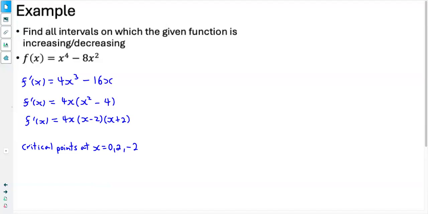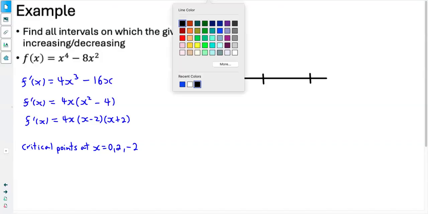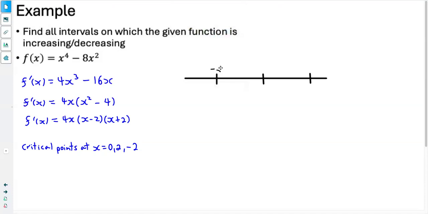So what I'll do next is just draw out a line graph. And on that line graph, I'll make sure I put some marks for each of those points and label them. So we have negative 2, 0, and 2. What we're going to do next is figure out whether our graph is increasing or decreasing on each of these intervals.